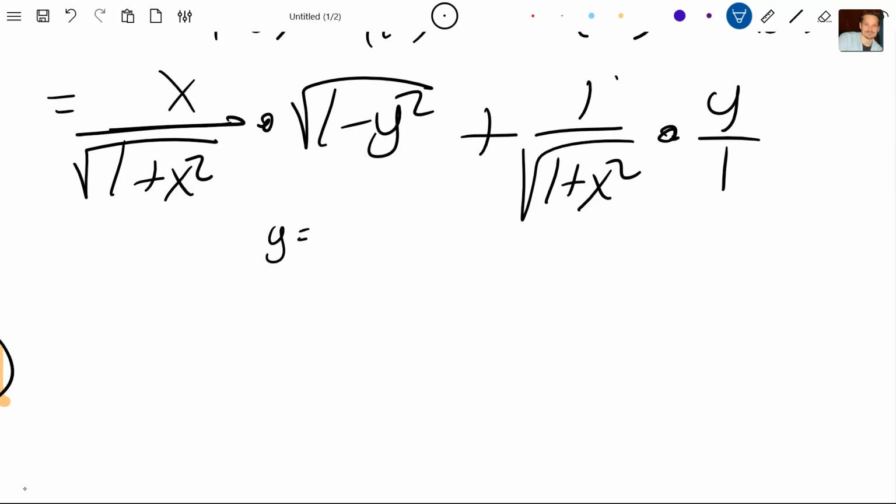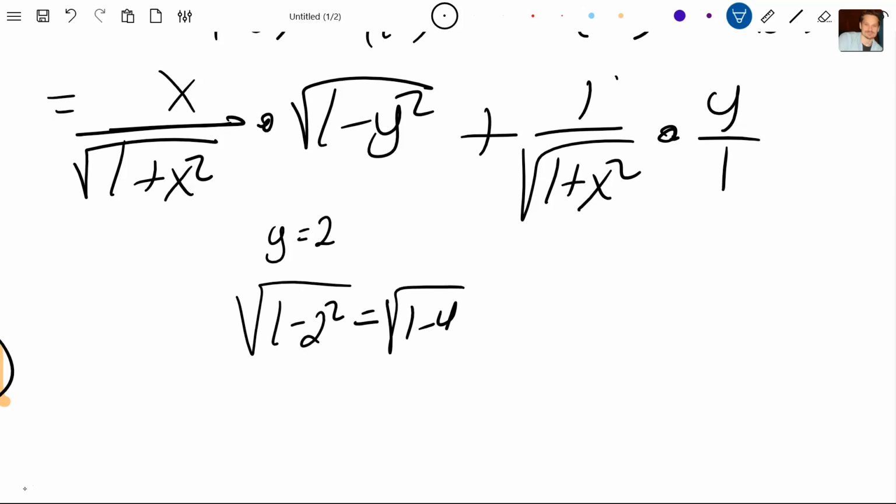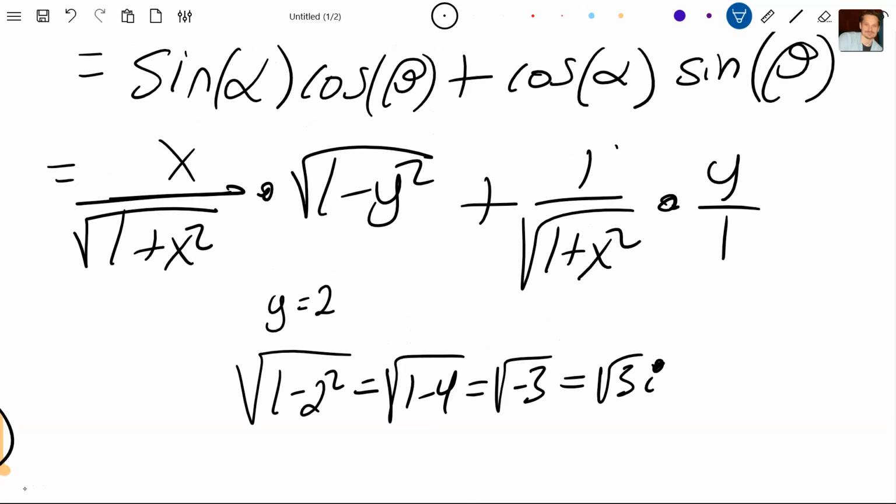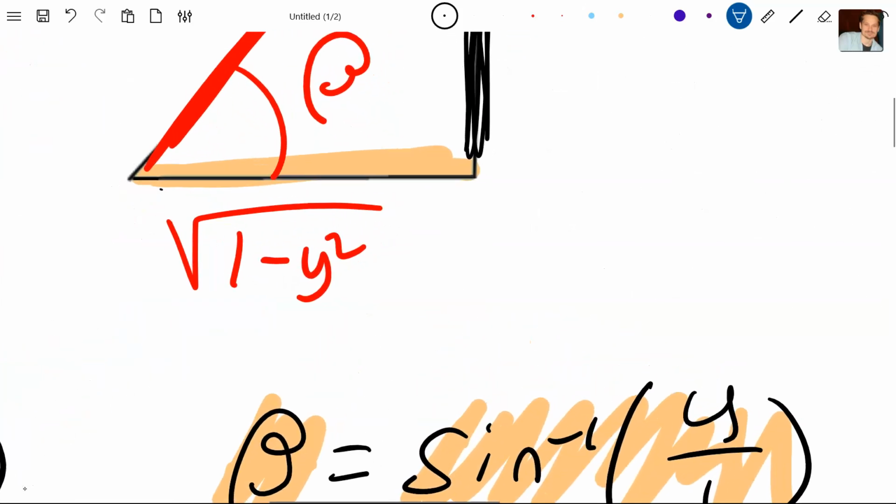Imagine that y has the value 2. So if I plug that in here into the root, I'm going to have the root of 1 minus 2 squared, which is the root of 1 minus 4, which is the root of negative 3, which is then the root of 3i. That's a problem because that's not a real valued quantity. It's a complex number. And remember that in all of this, because it's coming from triangles, this part by itself, take a look, right here.